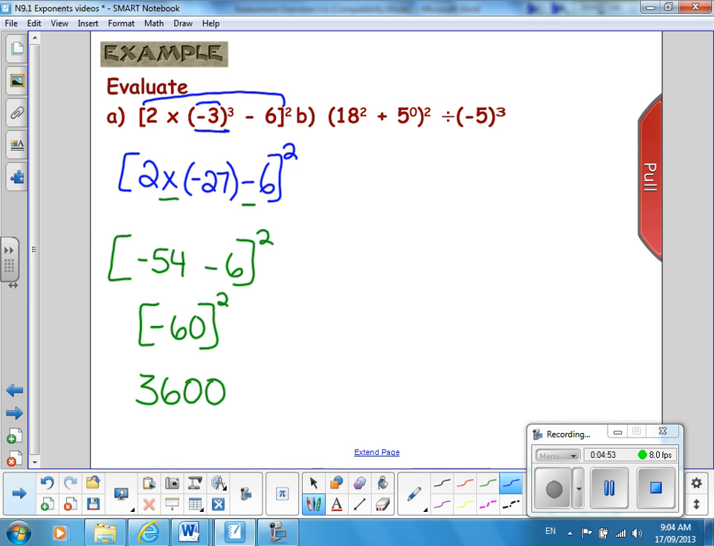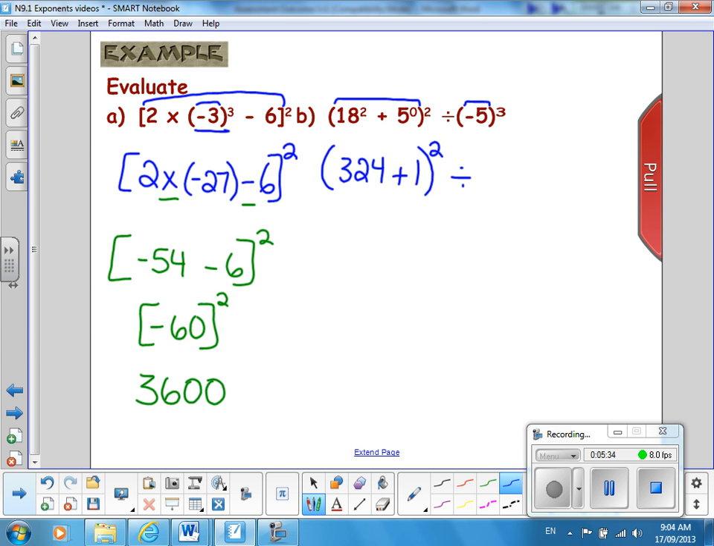If we look at example B, again, we have brackets. We have a rounded set of brackets here, and another rounded set of brackets here. They are not inside of each other. They are two separate brackets, so we can try and simplify each of those at the same time. If we look inside the first bracket, we have 18 squared plus 5 to the exponent 0. So we need to evaluate those exponents. 18 to the exponent 2 is 18 times 18, which is 324. 5 to the exponent 0, remember, anything to the exponent 0 is just 1.